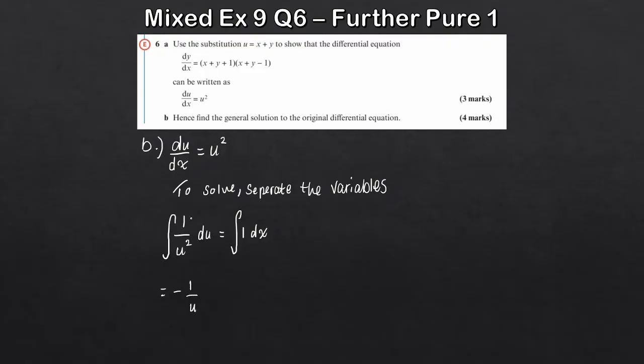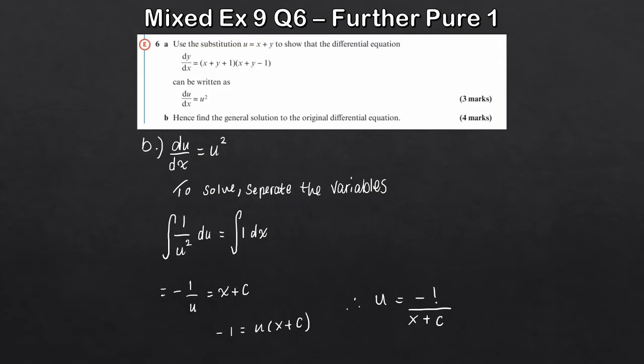We don't need a constant of integration for this one, but we do need it for this one here in terms of x. So integrating this, the integral of 1 is just x, but we have our constant of integration. All we need to do now is get this in terms of u, and then we can use the fact that u is equal to x plus y to get our general solution. So rearranging this in terms of u, I get minus 1 is equal to u lots of x plus c. So in other words, u is going to be equal to minus 1 divided by x plus c.